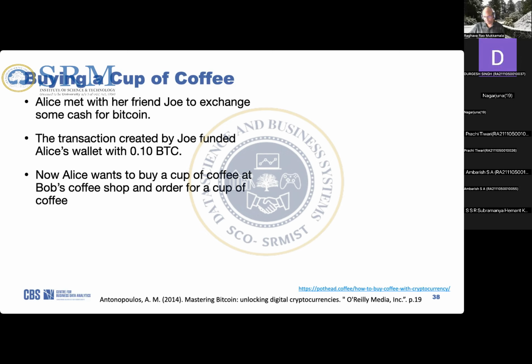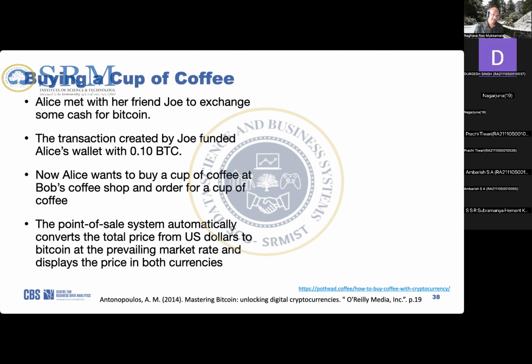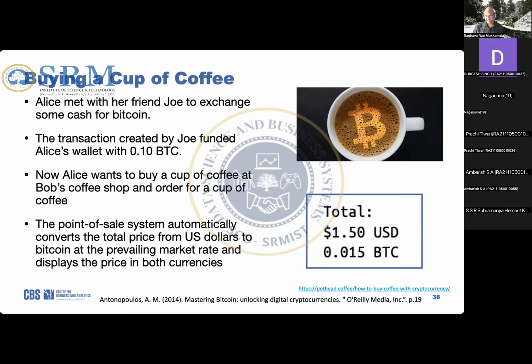And now let's see how she buys a cup of coffee. She goes to a coffee shop and orders a cup of coffee. While paying, she wants to pay in bitcoins. So the point of sale automatically converts the price of the coffee to bitcoin. Let's say that coffee costs 1.5 US dollars, and it is equivalent to 0.015 bitcoin. Let's not look into the actual conversion rates. The Bitcoin price is now very, very high.